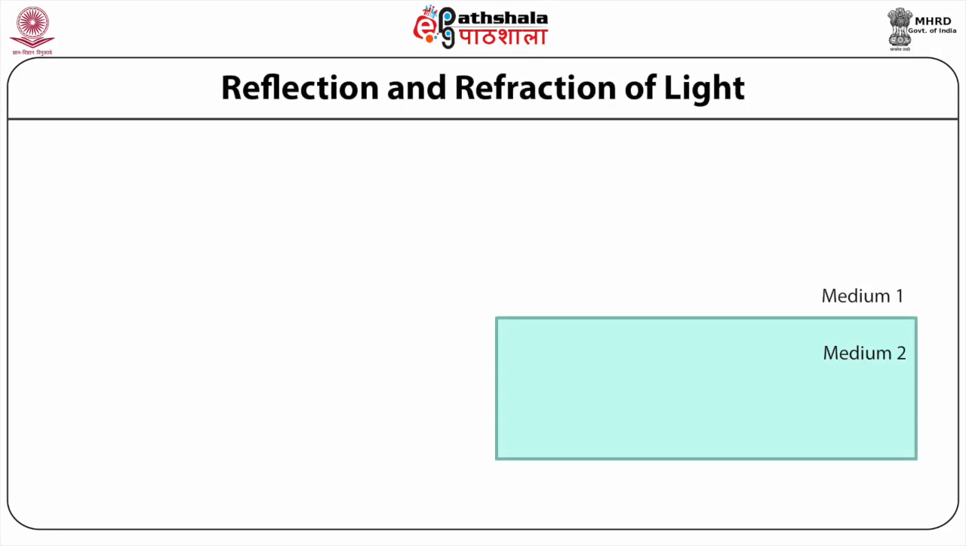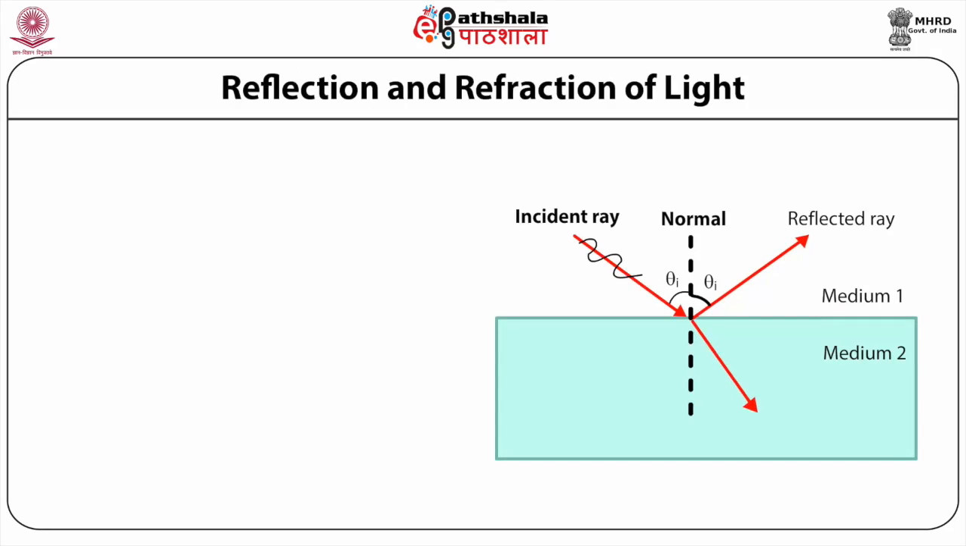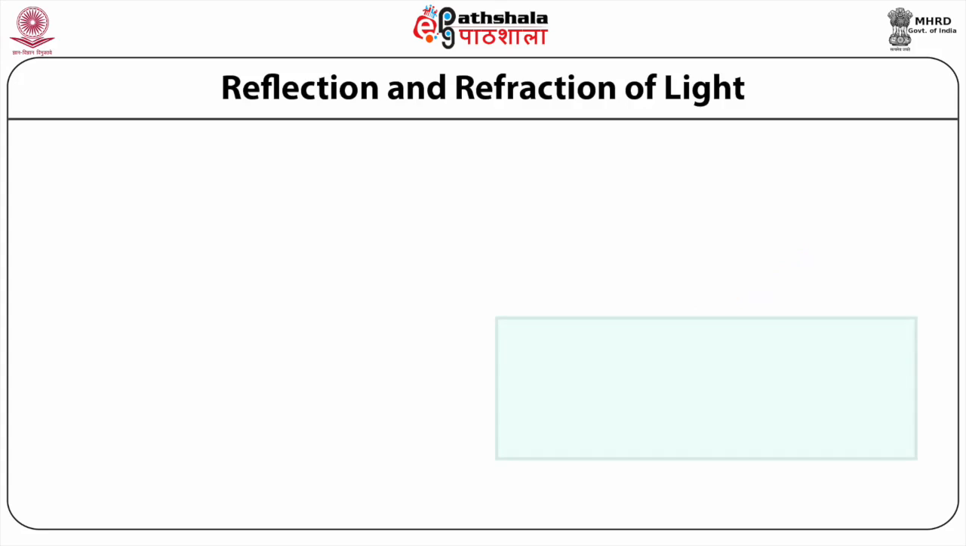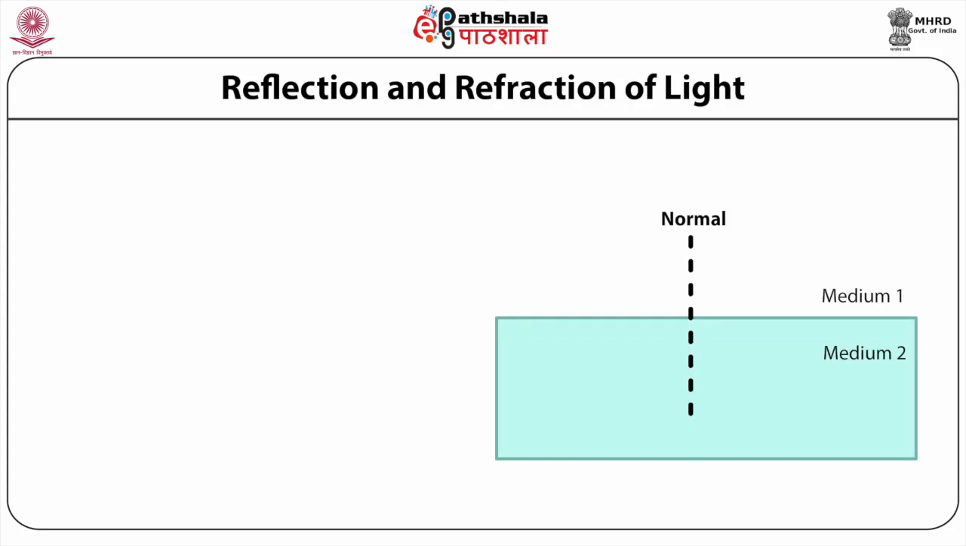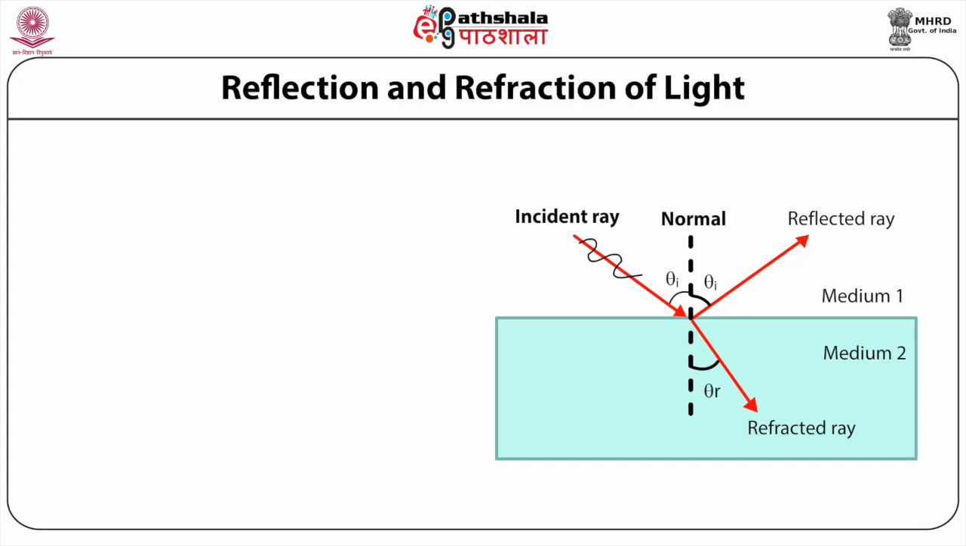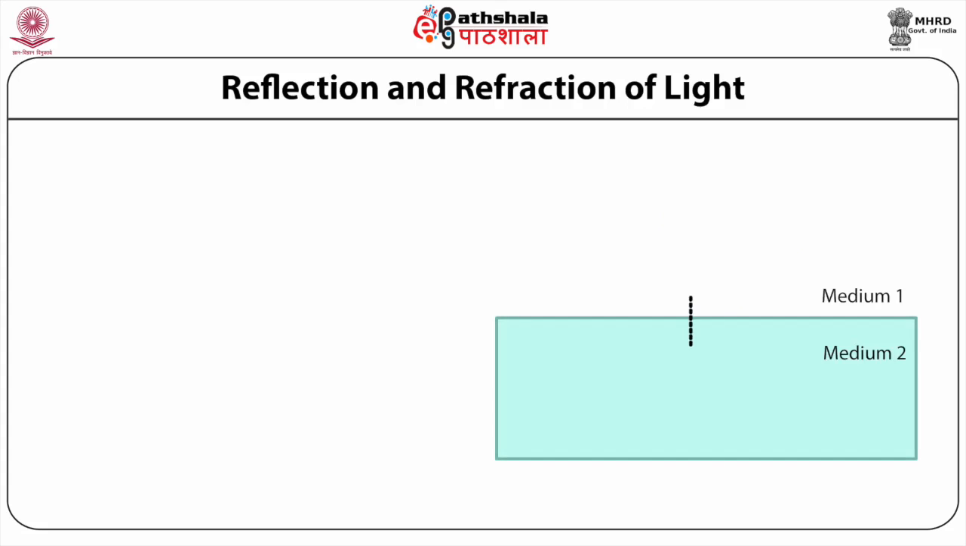Reflection and refraction of light. These are the phenomena which can be understood by using the ray properties of light, meaning that you assume that light is like rays, and if these rays are incident on some surface or interface between two media, some of the rays get reflected and some get transmitted.